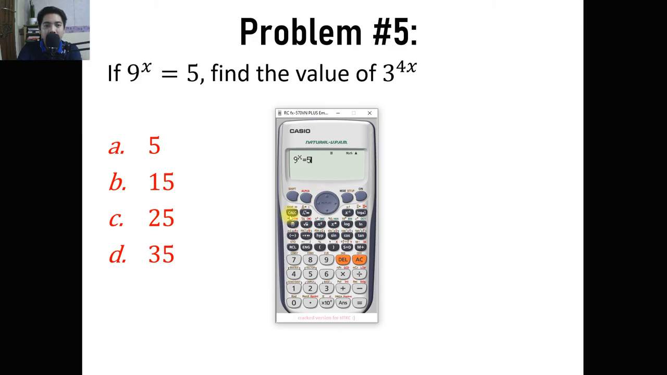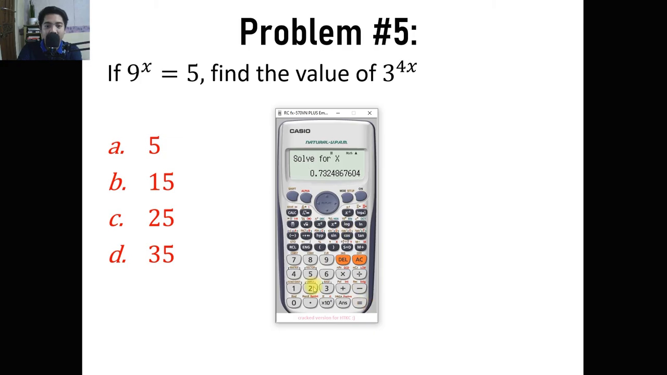So, of course, what can we do? We have shift solve. Enter any of the values of the choices. Let's say 5. So, 0.732. For us to be sure, again shift solve for a value of 15. Just remember 0.732. 15, that is still 0.732. So there's a great chance that this is the answer.